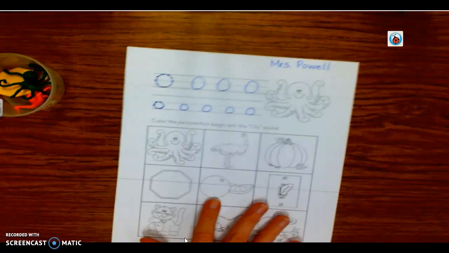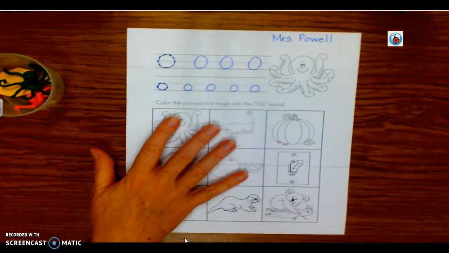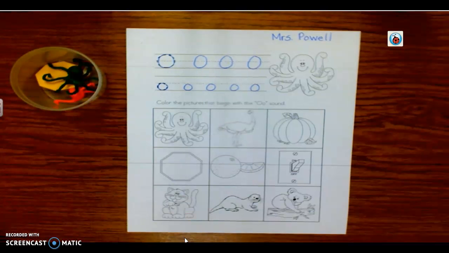All right, boys and girls. So here's an uppercase O and a lowercase o. Short sound is ah, long sound is O. If you have any trouble with your work, send me a message and let me know, and I'll be glad to help you.